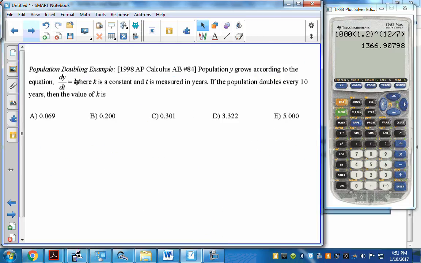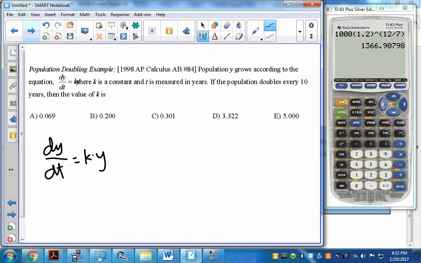Okay. Last example, this was in 1998. Number 84, population Y grows according to the equation dy dt is ky. Somehow that got crumbled up there, but dy dt is equal to ky, so we have exponential growth. K is a constant, T is measured in years, population doubles every 10 years. What is K? Population doubles every 10 years.